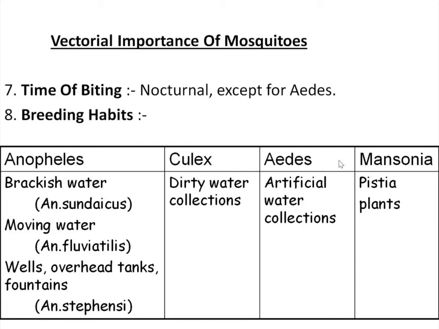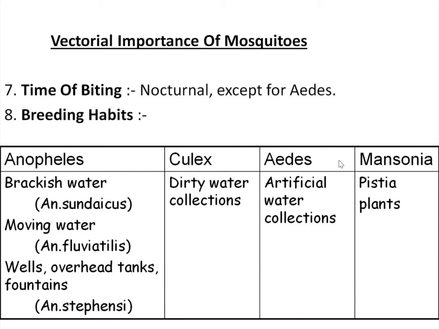Okay. Next is breeding habits. Breeding habits means where it breeds, where it lays the eggs. It is different for different mosquitoes. Anopheles usually prefers to breed in fresh water. Culex breeds in dirty water like sewage or cesspools. Aedes breeds in artificial waters. These points are very important for putting control measures in place. And Mansonia breeds in aquatic plants, like pistia plants.